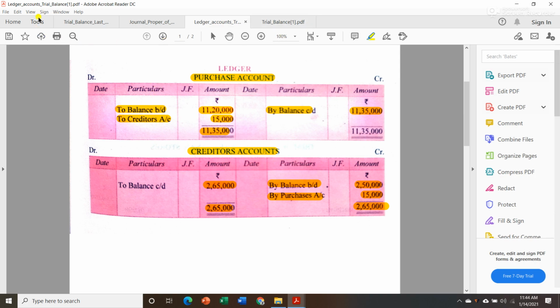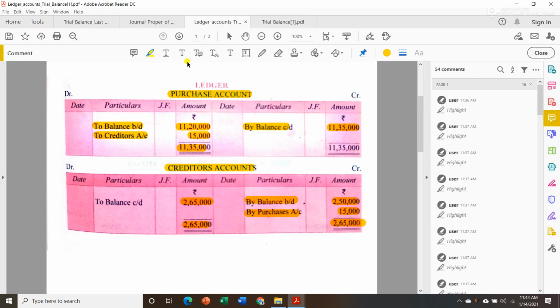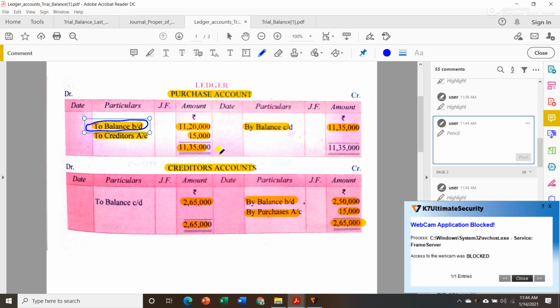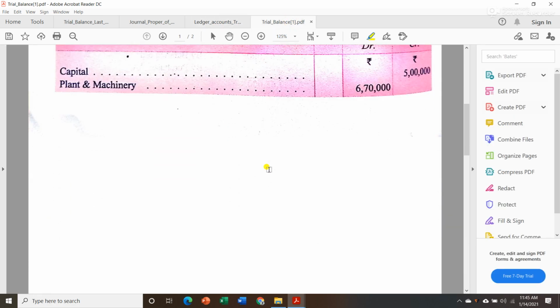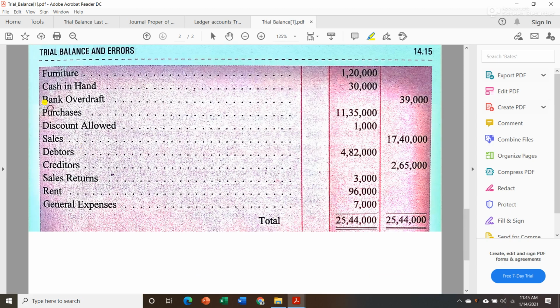Remember, don't take this starting balance brought down. This is our opening balance, and after adjusting the new entries, the remaining balance carried down will come, and there is again a new balance brought down. That balance brought down we are supposed to write in our new trial balance. Since the balance carried down is on the credit side, the balance brought down will be on the debit side. So the purchases account will show a debit balance of 11,35,000.